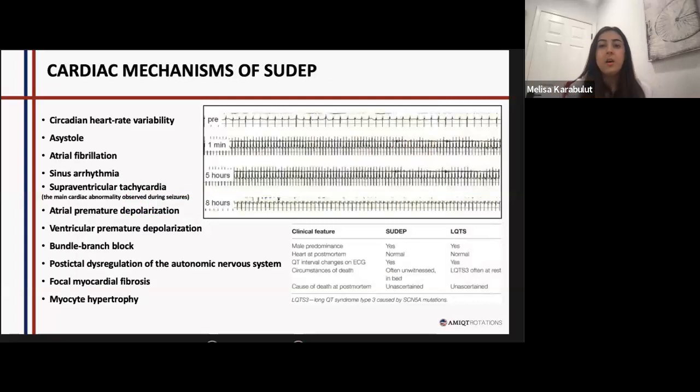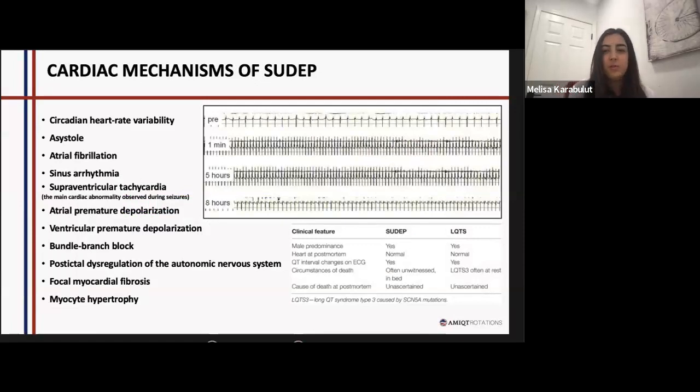Cardiac mechanisms. Cardiac arrhythmogenesis can be due to ion channel dysfunction and leave the patient more susceptible to recurrent arrhythmias. ECG abnormalities are more frequently observed in patients with generalized tonic-clonic seizures. And also, tachycardia is the main cardiac abnormality observed during seizures, and fatal tachyarrhythmia.